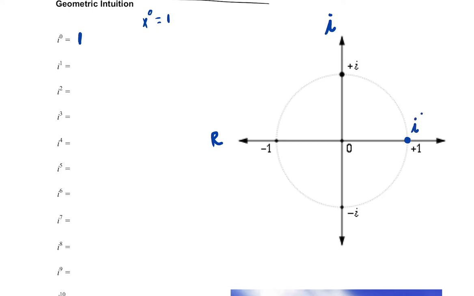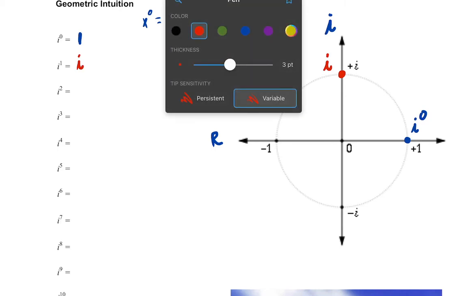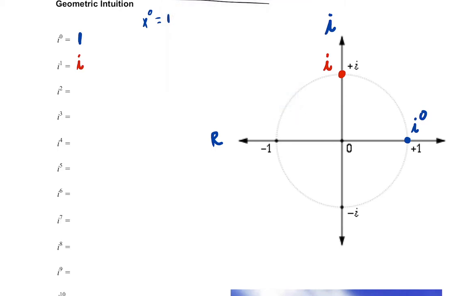I to the 0 is right here. If we multiply I to the 0 times I, well, we'd wind up right here. So we'd have I. I to the first is I. Then we have I squared. Well, I squared is -1.